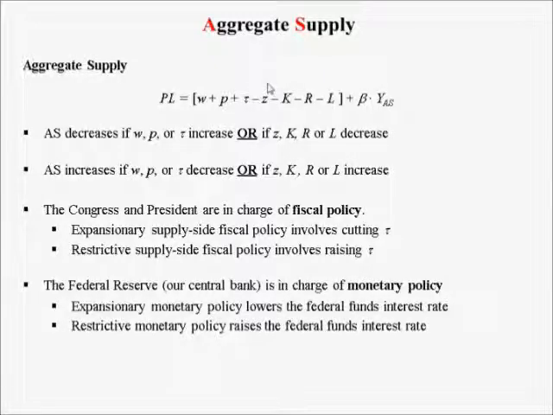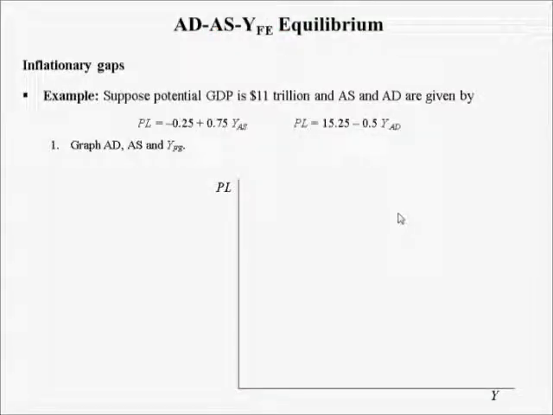Okay, now let's model an inflationary gap. Suppose potential GDP is $11 trillion, and aggregate supply and aggregate demand are given by these two equations. This is the aggregate supply curve because that's positive, and that is the slope of real GDP. This is the aggregate demand curve because this is negative, and that's the slope of real GDP.